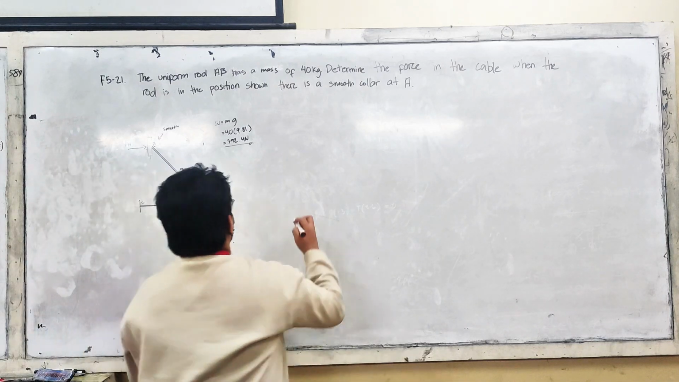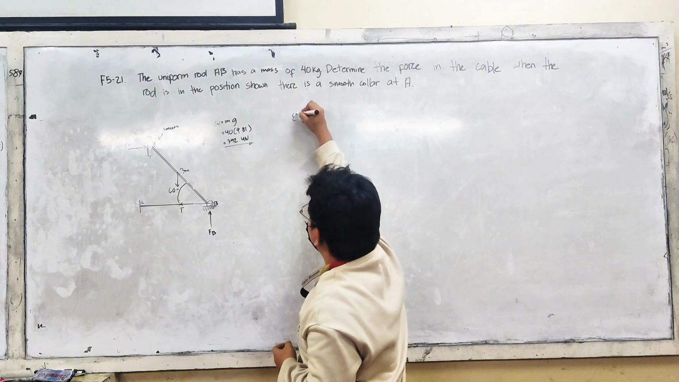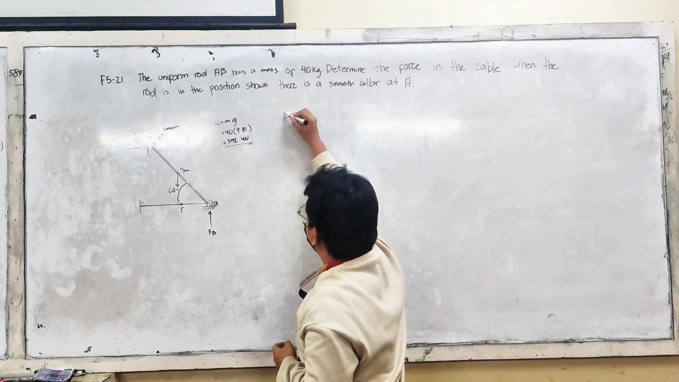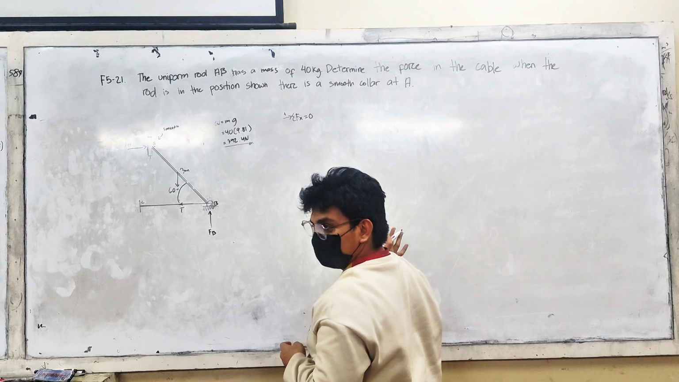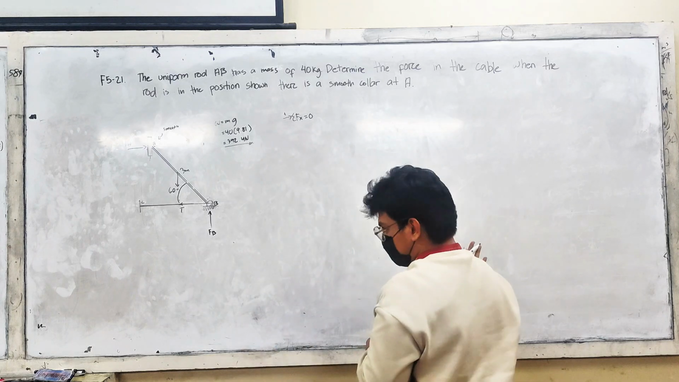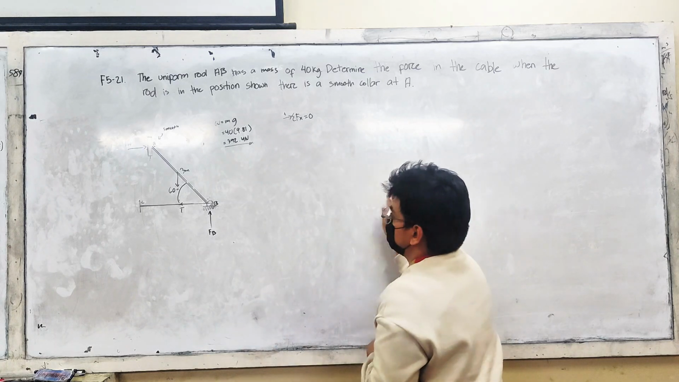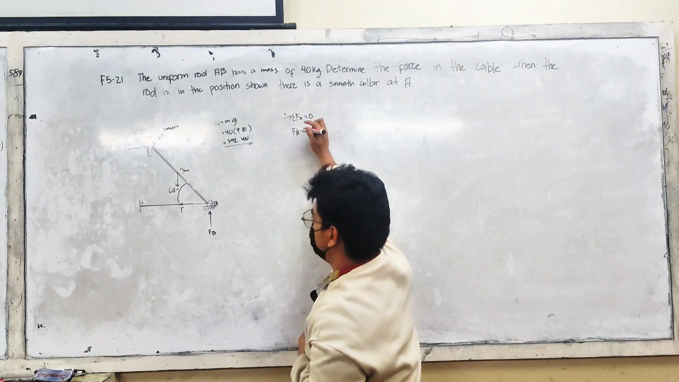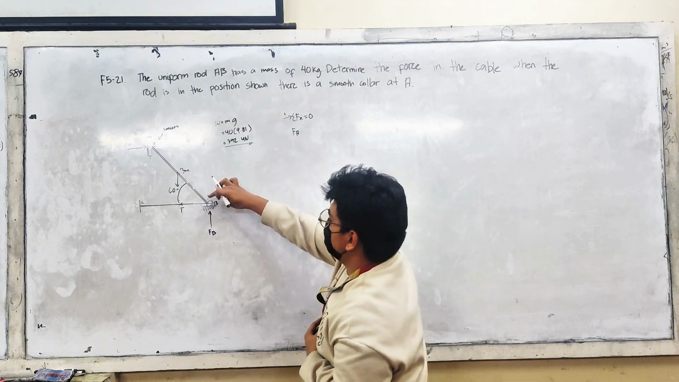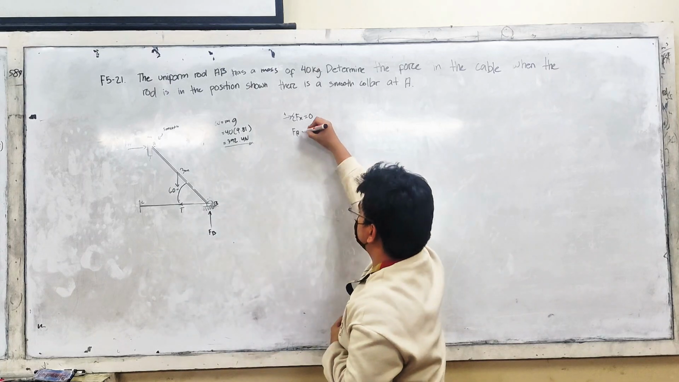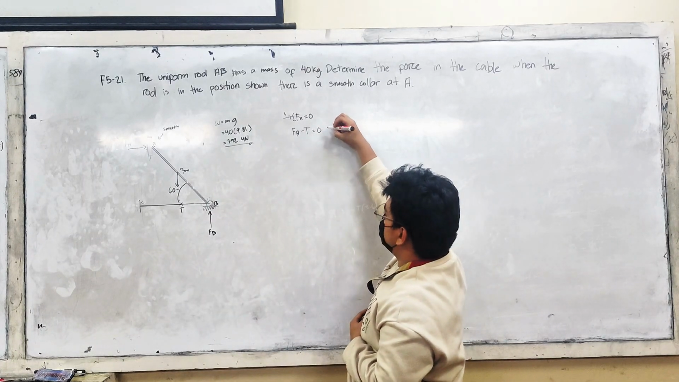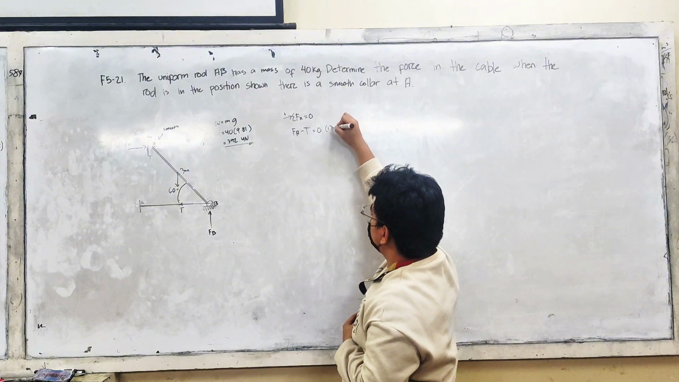After that, we're going to get our Fx equals to 0. We assume that if it goes left side, right side, it's going to be positive. So here we have our FA, which is going to the right side, means positive. Now we have our tension, which is negative because it's going to the left side. So FA minus T is equal to 0. This is our equation 1.